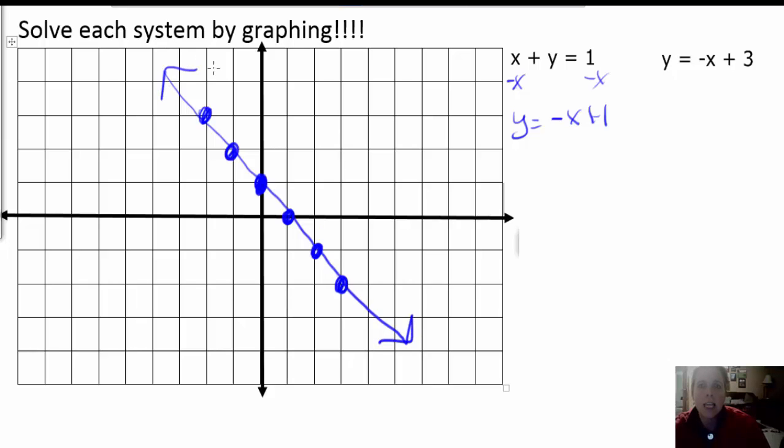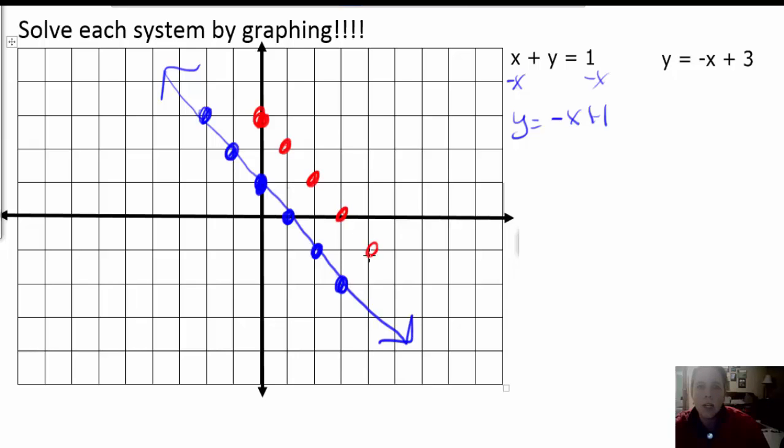Okay, so let's say this line here didn't cross till way over here. Then you would need to extend this line. It just depends on what you're graphing. So here our y-intercept is 3, 1, 2, 3. And we're going to go down 1, to the right 1 as well. Down 1, to the right 1. Down 1, to the right 1.